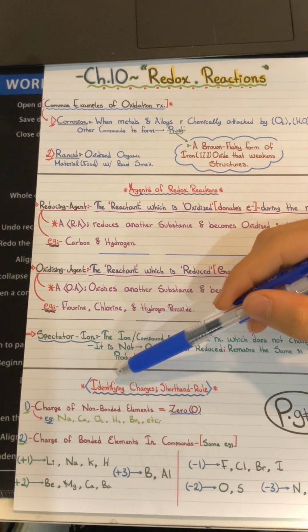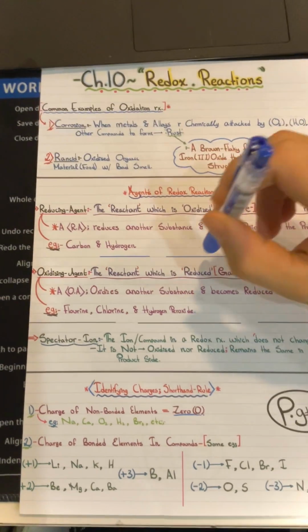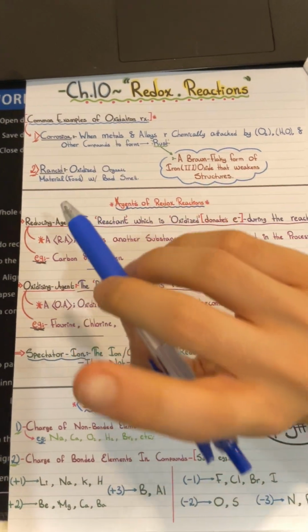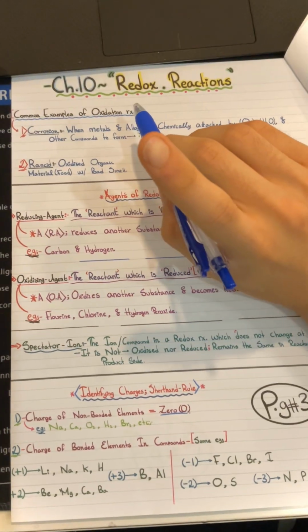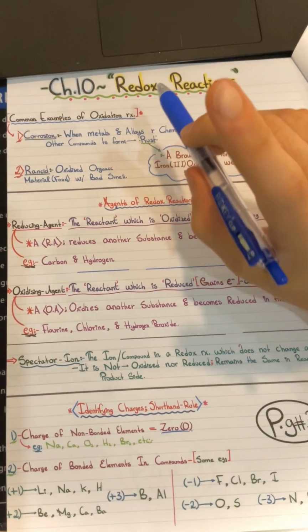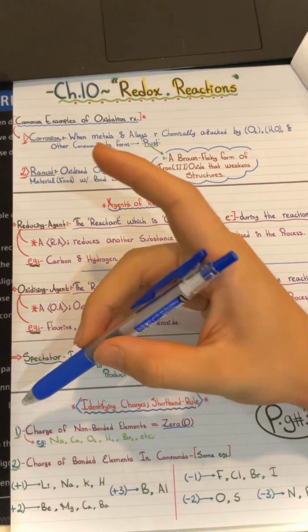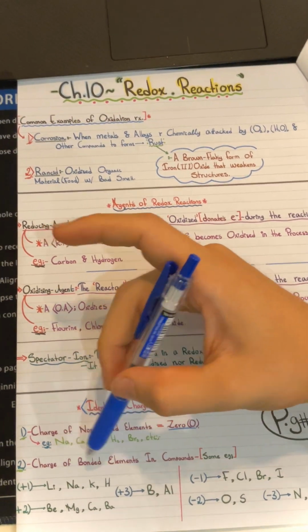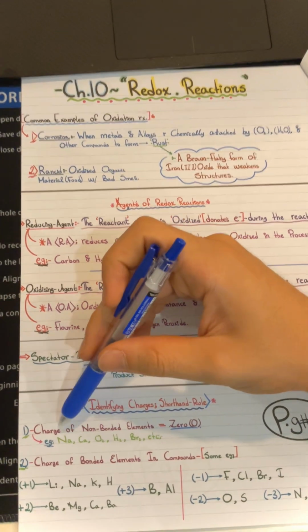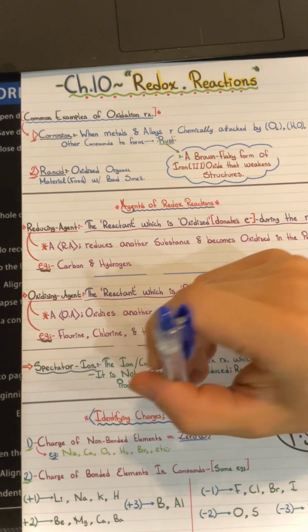Okay, so the last part here is identifying charges, a shorthand rule. Basically, any element that you see in a chemical reaction that is not bonded, a singular element, has zero charge, okay? Any element that is bonded in a compound or molecule has a charge. Here are the common charges of some bonded elements in compounds, and the same ones over here are non-bonded. So any non-bonded element, any element that is singular, has a zero charge.